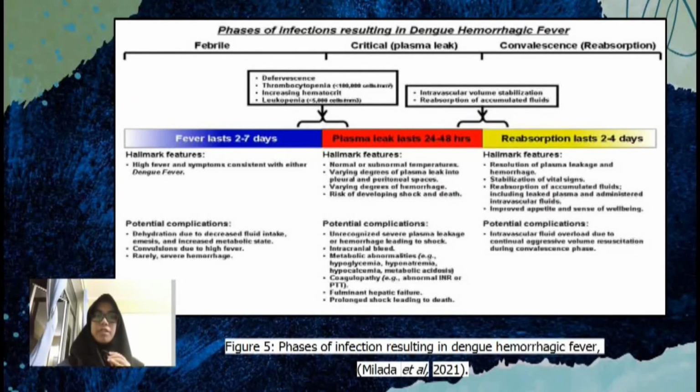Next, for figure 5, it is the phases of infection resulting in dengue hemorrhagic fever. There are 3 phases, which are febrile, critical, and reabsorption. So from this figure, we know that for the febrile phase, fever lasts for 2 to 7 days, for the critical phase, it lasts for 24 to 48 hours, and for reabsorption, it lasts for 2 to 4 days.